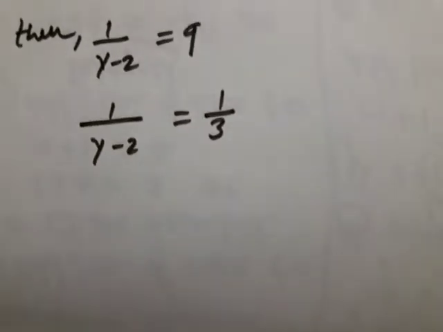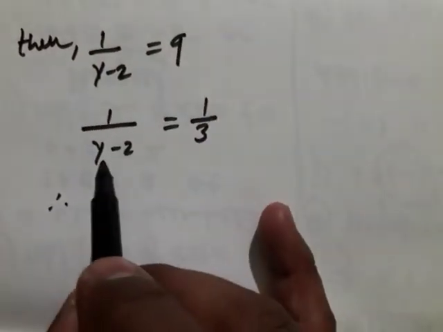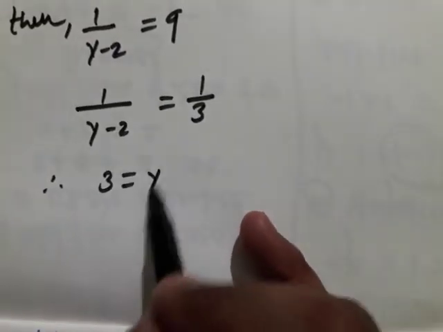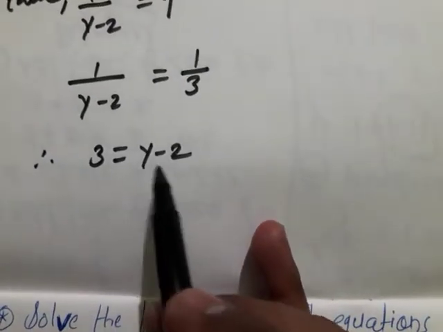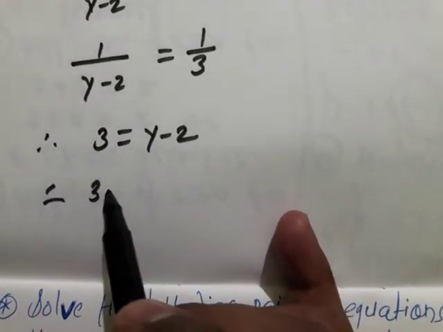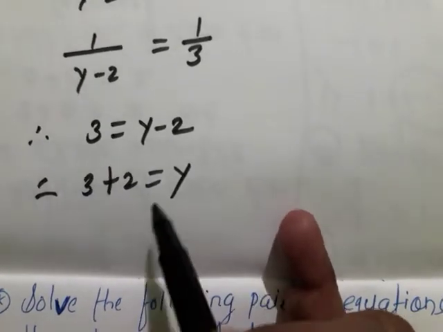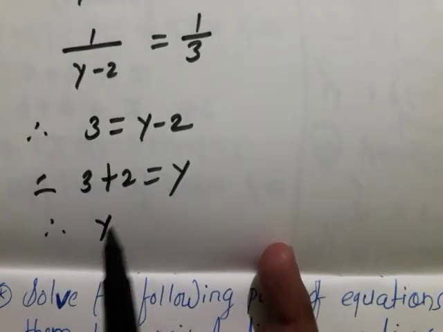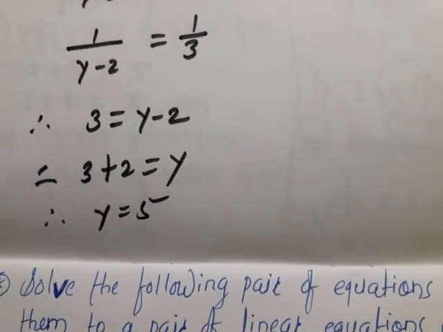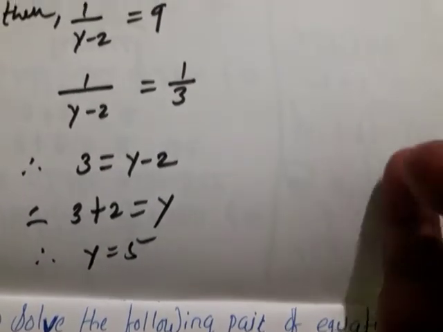Okay, now again cross multiplication. Therefore y minus 2 into 1 and 3 into 1, 3 is equal to y minus 2. I want to find out y. For that purpose minus 2 will transfer to the LHS, 3 it will convert into plus, is equal to y. Therefore y is equal to 5. Understood? Okay, now we got the value of x is equal to 4.